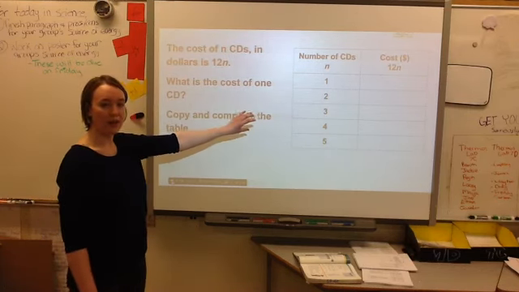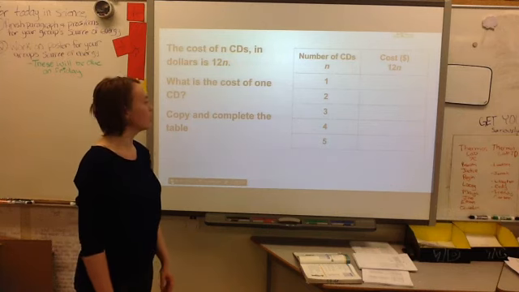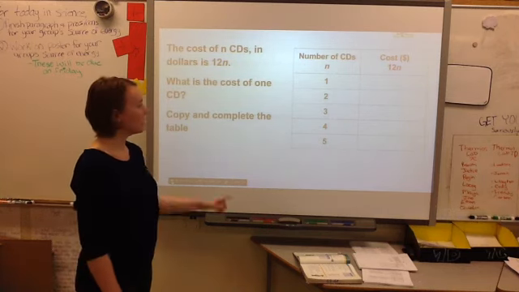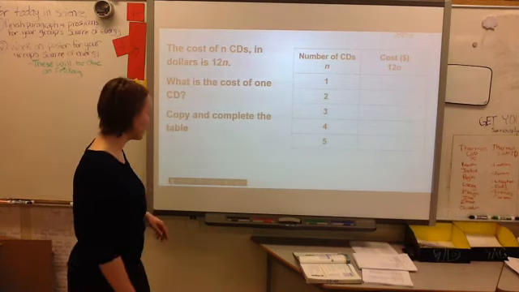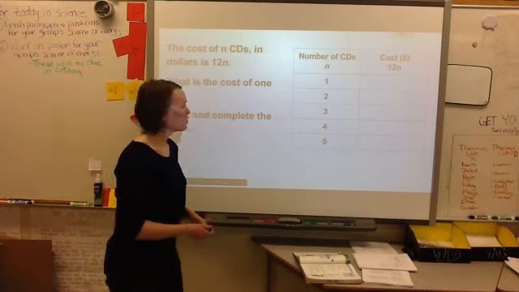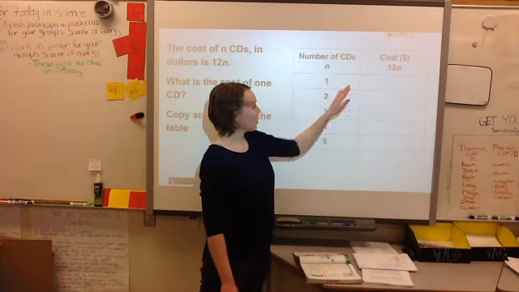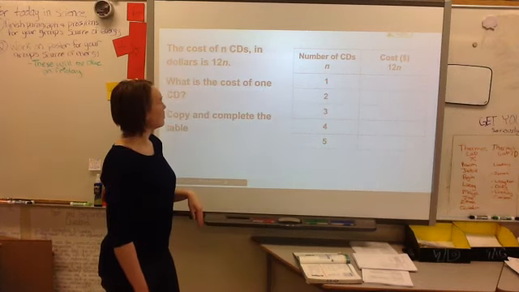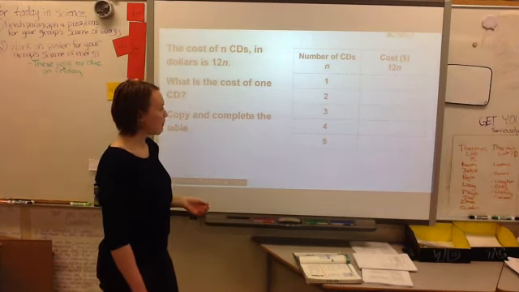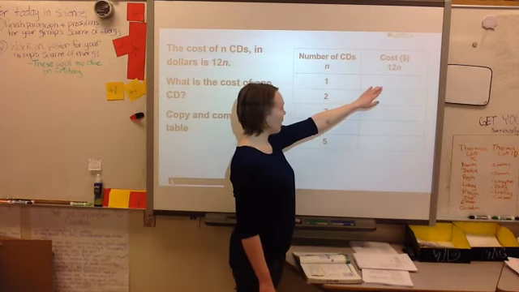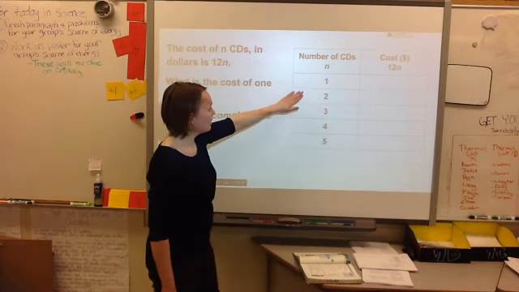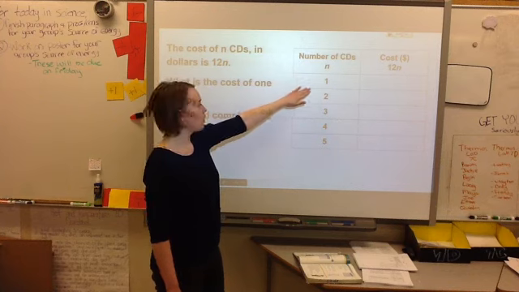So remember back in Mr. White's video, we learned about table of values. So we're going to complete this table for you guys. It says that the relationship is that each CD costs $12 per CD. So that would mean that we'd have to multiply each number of CDs by 12.